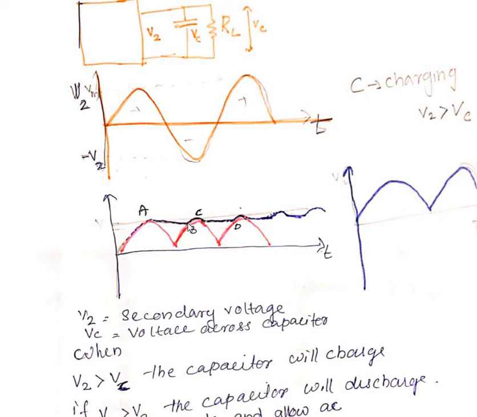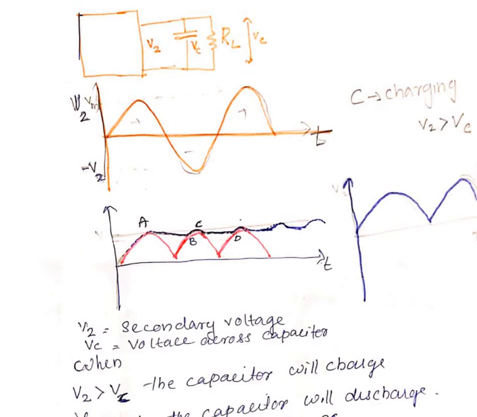So at this point, we know that this is the increasing portion. From this point onwards, V2 is greater than VC. So the capacitor will charge till this, and when VC is greater than V2, it will discharge till this point. Then this will repeat. So this will be the output waveform of a capacitor filter circuit.